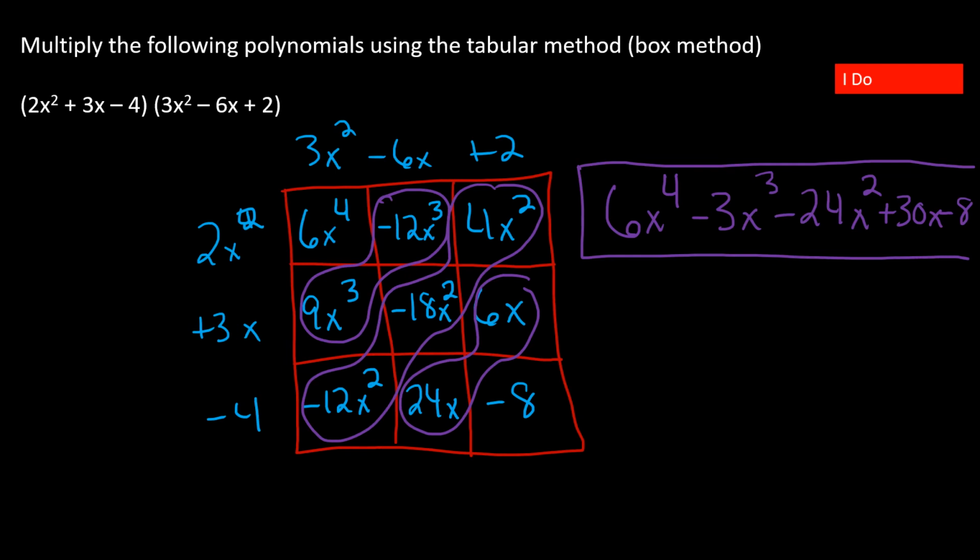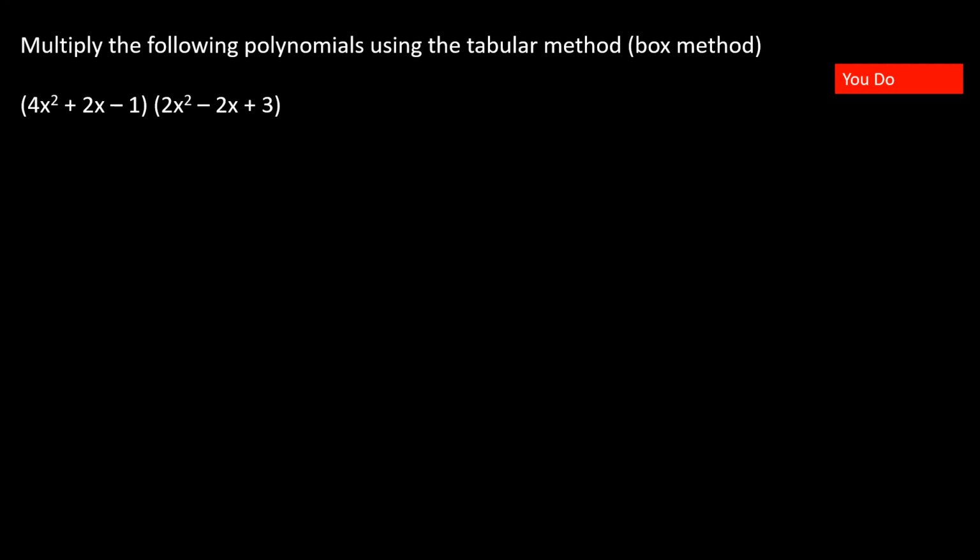Let's go ahead and move on. This is your problem here. It says to do the same thing, multiply the following polynomials using the tabular method or the box method as you know it. So you are going to have another 3 by 3. Please take your time and then make sure that you identify the correct terms that you need to combine. If you have any questions, let me know. Let's go ahead and move on.